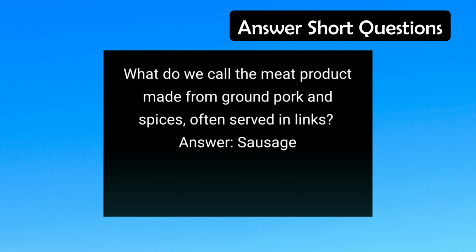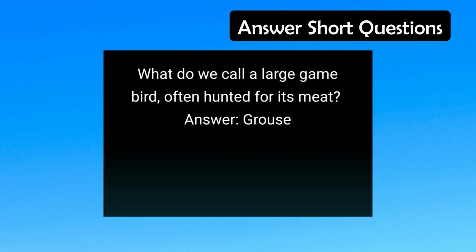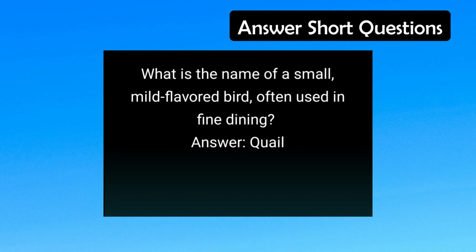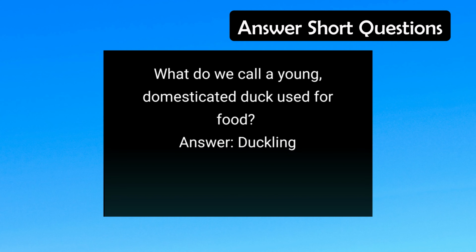Answer: sausage. What do we call a large game bird, often hunted for its meat? Answer: grouse. What is the term for a thin slice of meat, typically veal, that is breaded and fried? Answer: schnitzel. What is the name of a small, mild-flavored bird, often used in fine dining? Answer: quail. What do we call a young, domesticated duck used for food?